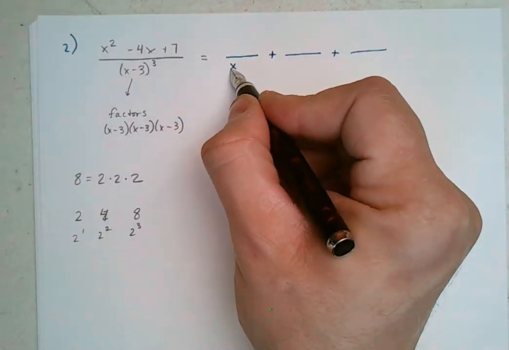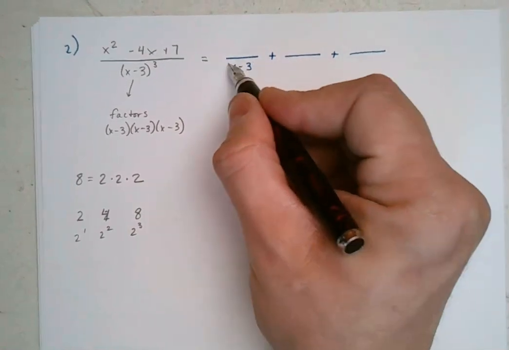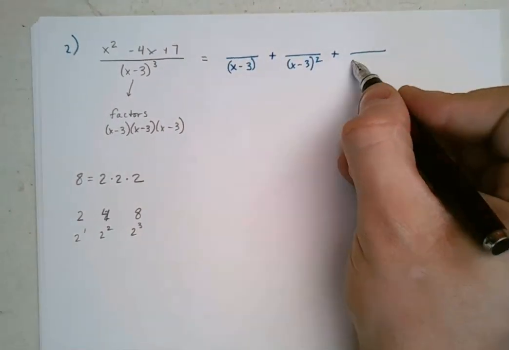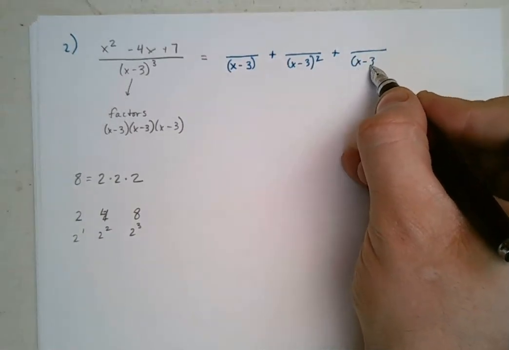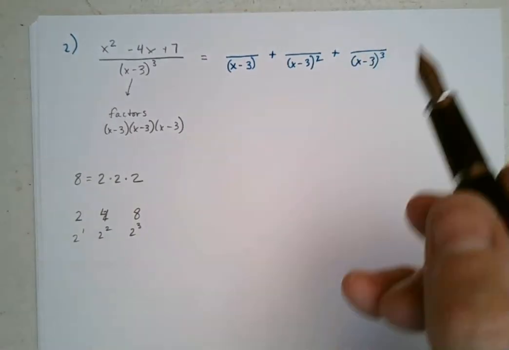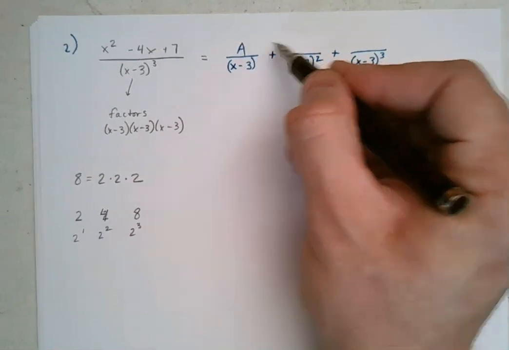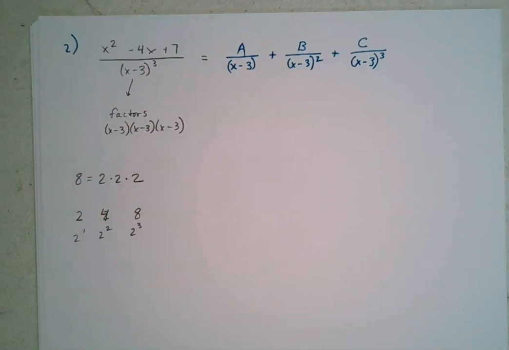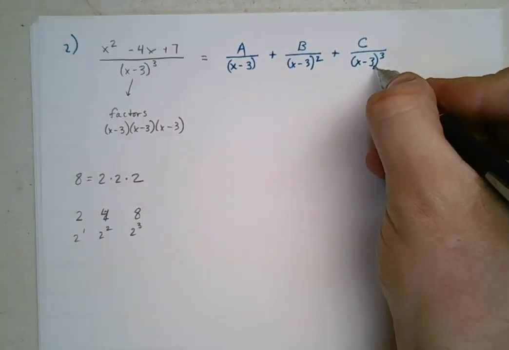So the first denominator will be x minus 3. The second denominator will be x minus 3 squared. And the third denominator will be x minus 3 cubed. And of course, this will be A, B, and C. By the way, if you use different letters, or if you put your letters in a different order, you'll still get the same answers as me. All right. So now, this guy has the common denominator.